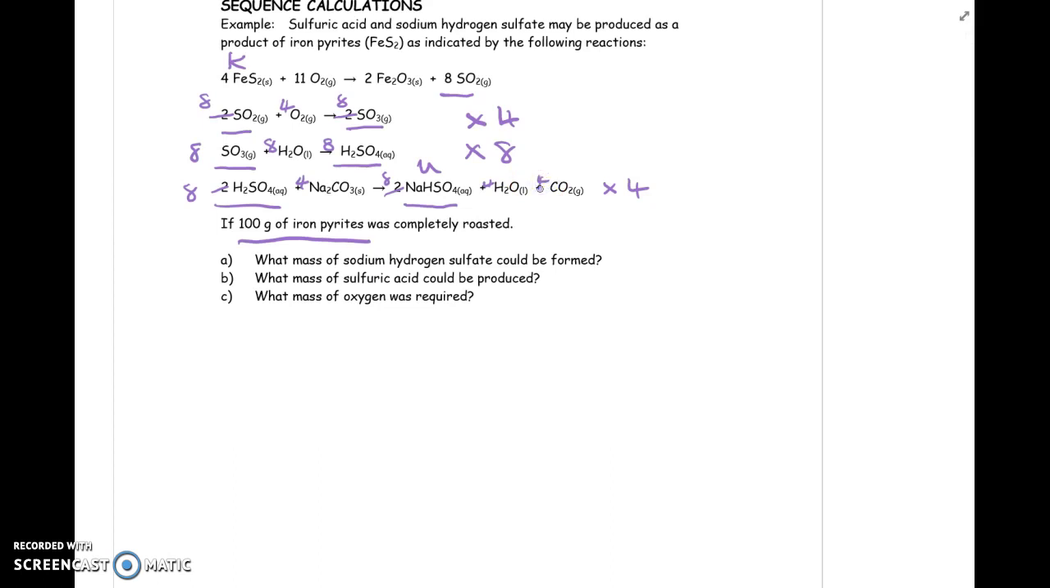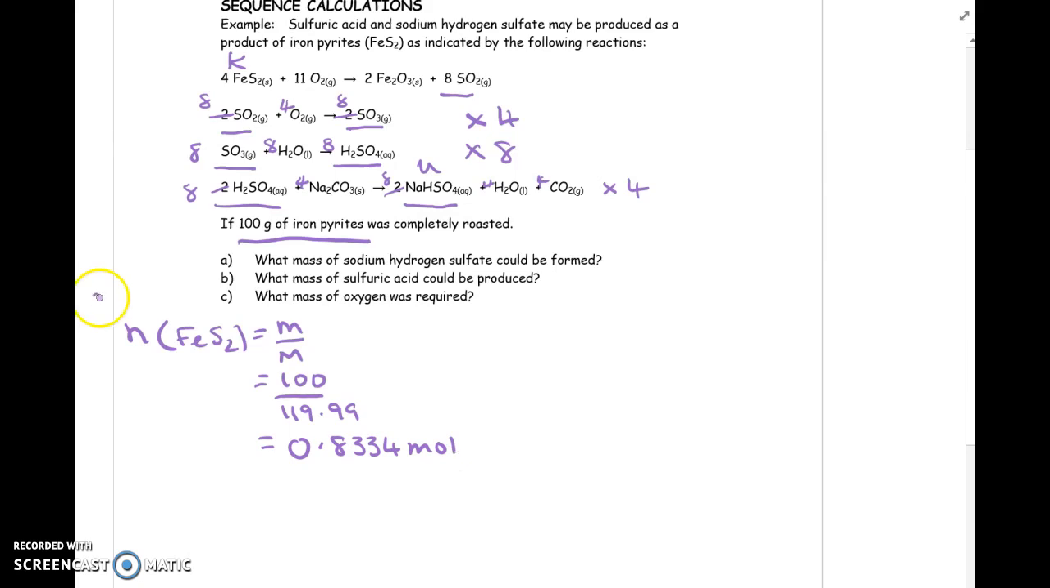So, like any stoichiometry, once I've got my equation ready, I need to find the moles. So I'm going to start by finding the number of moles of iron pyrites, which is equal to mass over formula mass. In this case, the mass is 100 grams, and the formula mass, which I get off the periodic table, is 119.99. And this comes out to a number of moles of 0.8334 moles. Now I'm going to store that in my calculator.